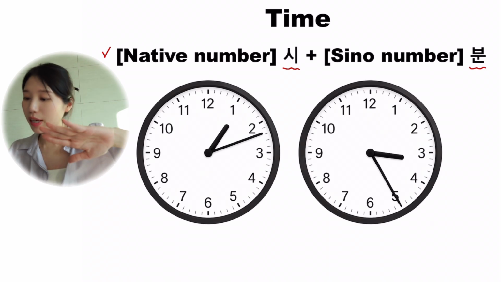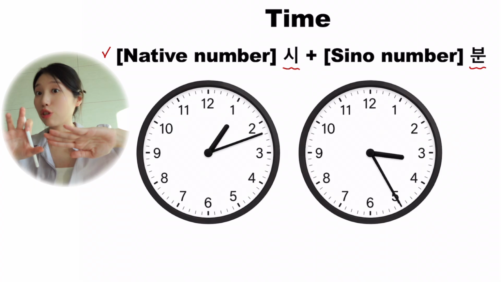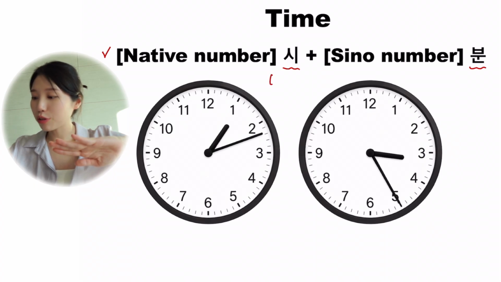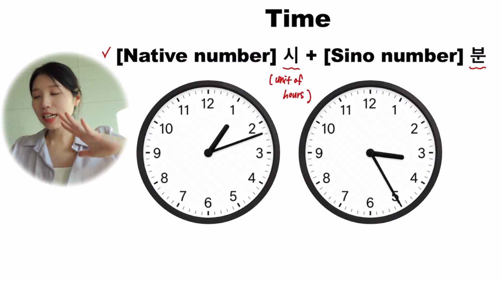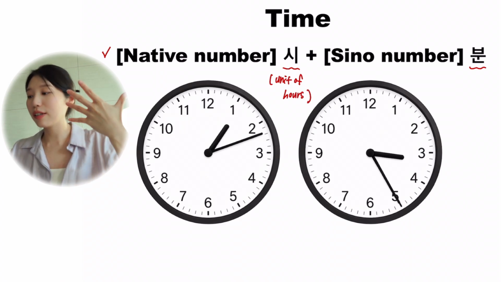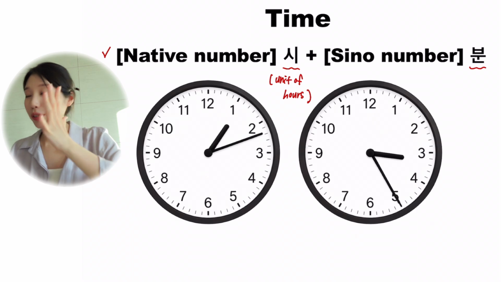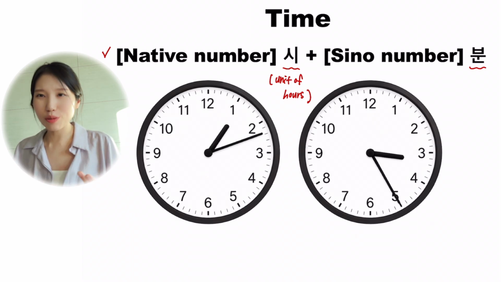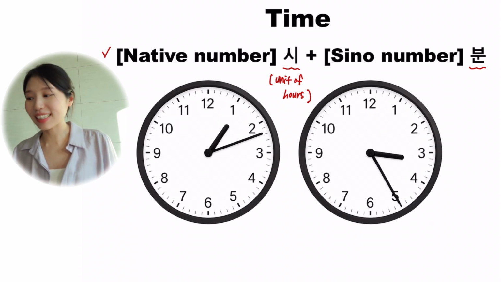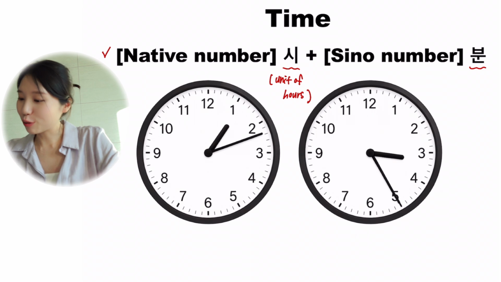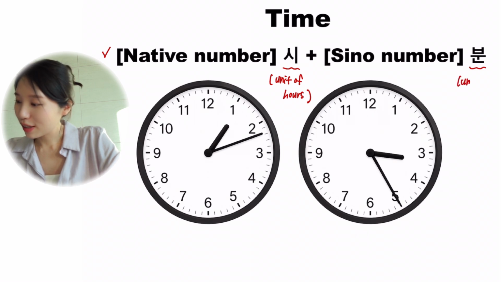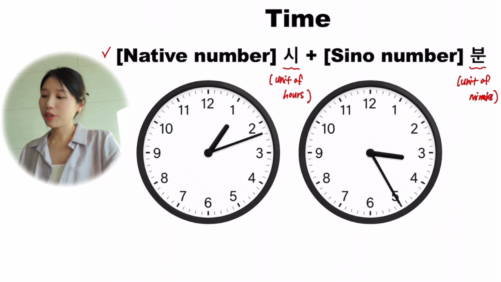So native Korean numbers are used with the 시 unit, the unit of hour, and Sino Korean numbers are used for minutes or seconds. But seconds we don't usually say, right? So let's just cut it at minutes. 분 is the unit of minutes. All right, so let's read this first.